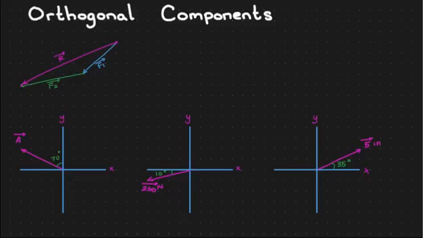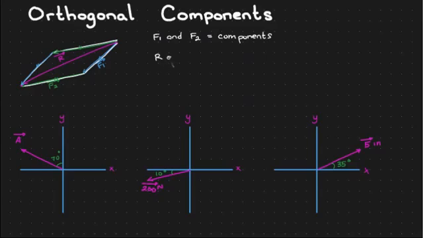Well, I always like to remind you that it does not make any difference whether you apply F1 first and then F2, or vice versa, F2 first and then F1. Notice that this vector is equivalent to F1 because it has the same magnitude and the same sense of direction, and that this vector is equivalent to F2 for the exact same reasons. F1 and F2 are what we call components, and of course R is what we call resultant.